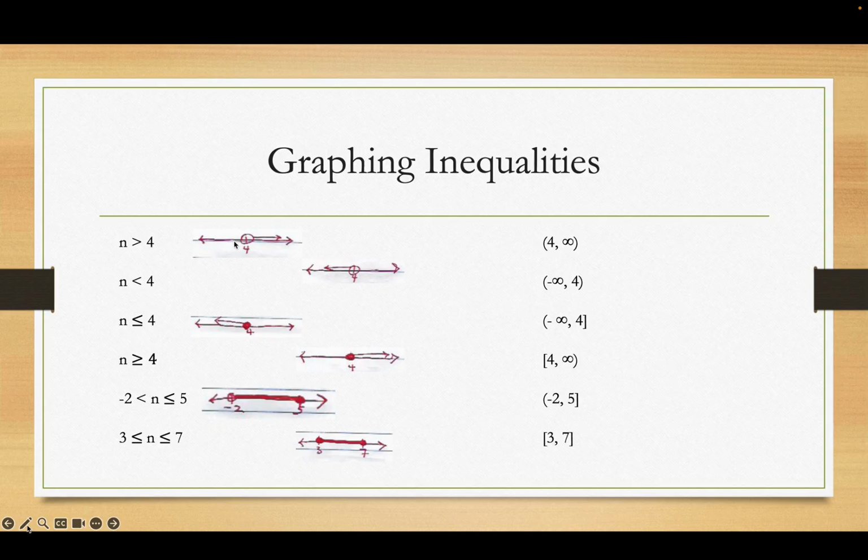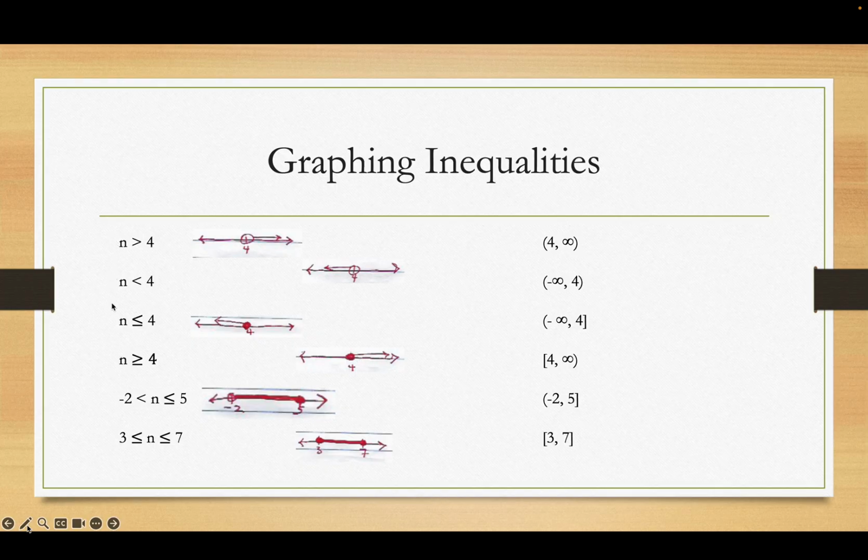It's not allowed to equal 4, so I do an open circle at 4. I don't fill it in. And then I do an arrow to the right. This is n is less than 4. Open circle at 4, arrow to the left. This is n is less than or equal to 4. Same exact graph, except I fill that circle in. And then there's n is greater than or equal to 4. Same exact, fill the circle in, arrow to the right.